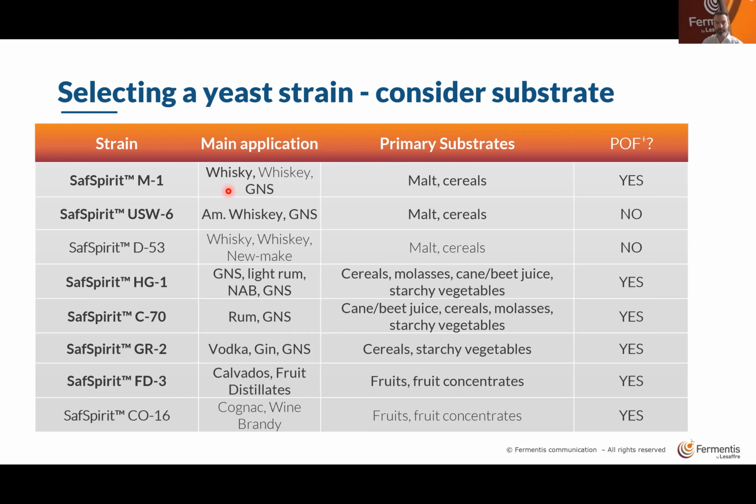GNS is grain neutral spirit, and you have also some that are more for light rums, for neutral alcohol base also can be used. Rum, here you have the neutral spirit also, and you have some more specific. And of course, depending on the main application, you have main substrates, so malt and cereal. So cereal will not be malted, of course. Some yeast are adapted to molasses, to starch vegetable, to beet juice, etc. And then you have also the phenol characteristics. Most yeast are phenolic positive, and some yeast are phenolic negative, and that may be important especially for whiskey.